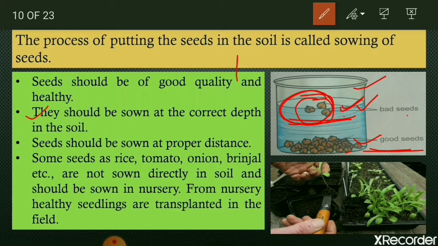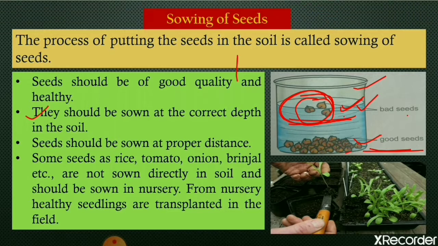Why is this important? Because suppose when we sow the seeds so deep in the soil, then what will happen? The roots of that plant will not be able to respire, so they will not survive when we sow the seeds so deep in the soil. And suppose we are sowing the seeds at the surface of soil, then what will happen? Then some birds or some insects can damage the seeds. So seeds should be sown at the correct depth in the soil.